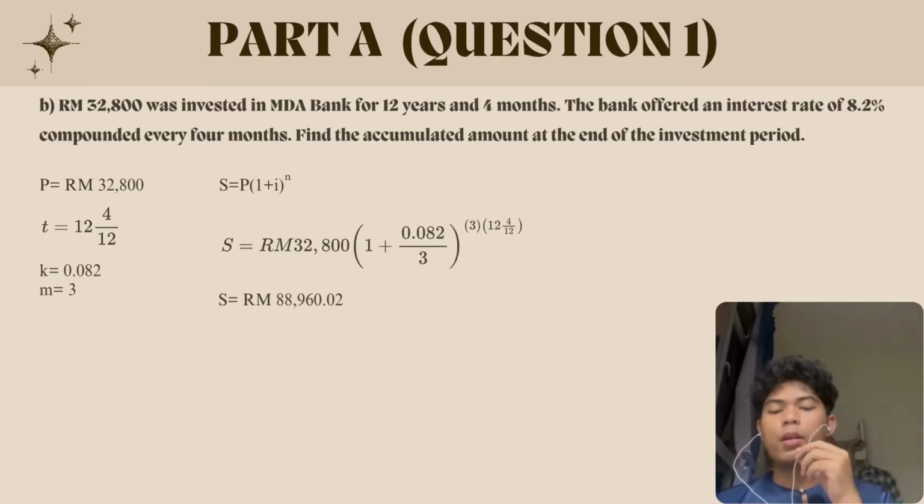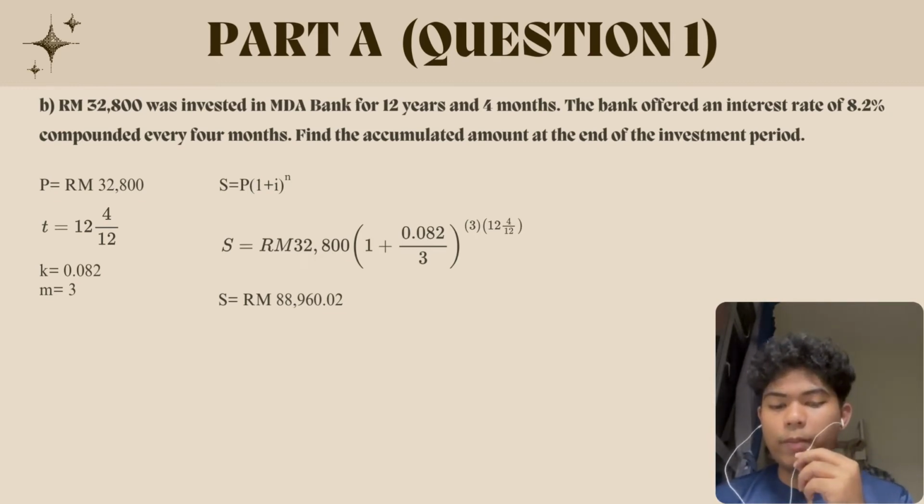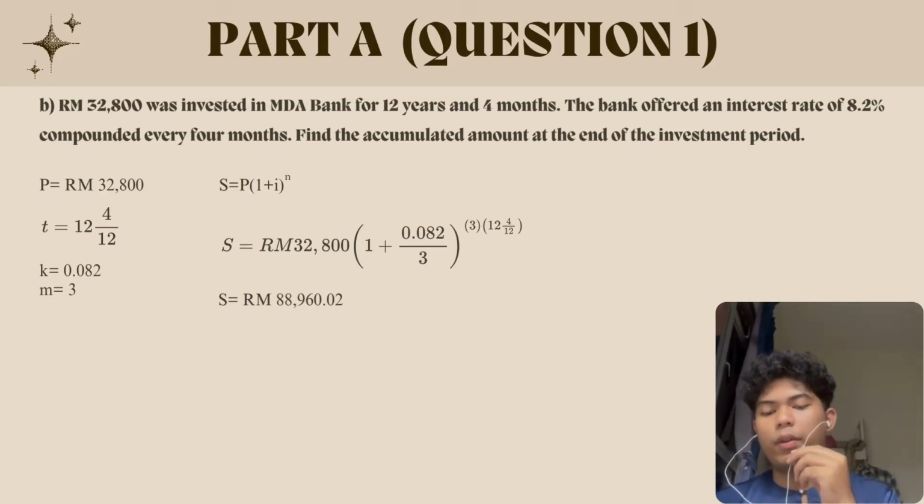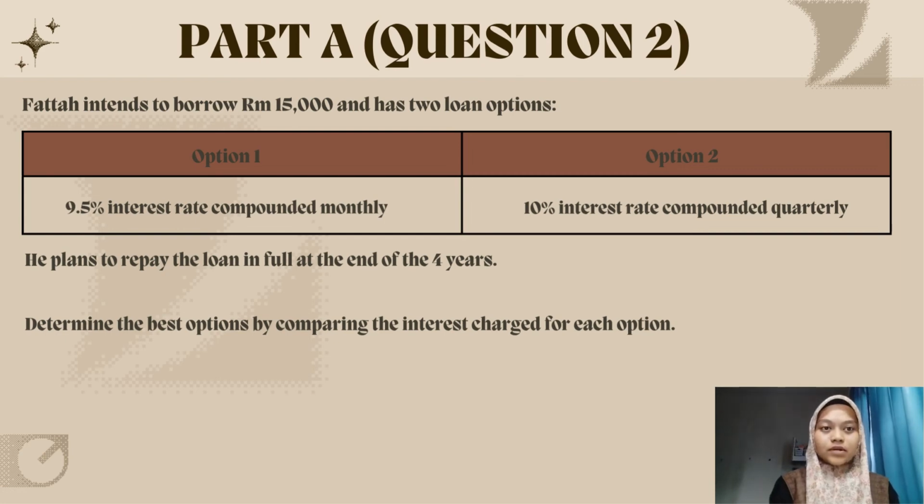So here, let's start with S equals RM32,800 times (1 + 0.082 per 3) to the power of 3 multiplied by 12 4/12. Here we can use the calculator to calculate exactly, and you can get the answer, which is RM88,960.02. That's it. Thank you. I solved part A, question 2.